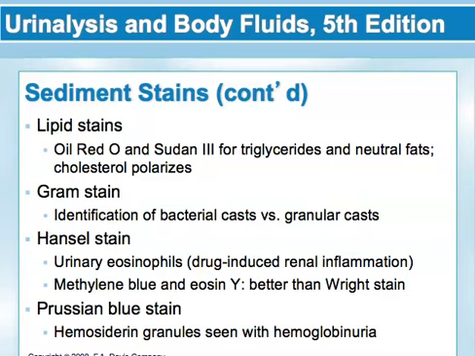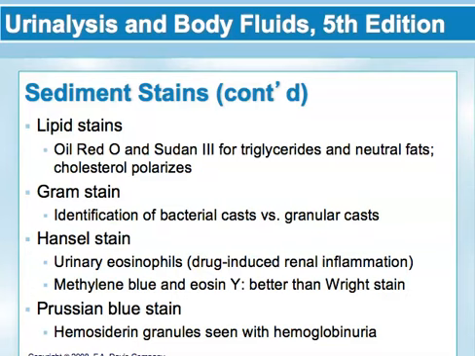Okay, Gram stain is going to be used for differentiation of gram-positive versus gram-negative bacteria and to differentiate between bacterial casts versus granular casts. The Hansel stain is used to identify urinary eosinophils. Wright's stain can be used, but Hansel is preferred, which consists of methylene blue and eosin Y. Eosinophils in the urine are associated with drug-induced allergic reactions that produce inflammation in the renal interstitium. Staining is performed on a dried smear of a specimen that has been centrifuged or cytocentrifuged.